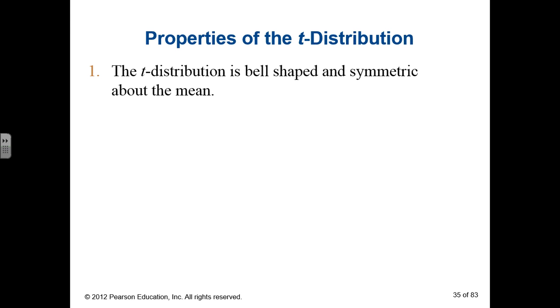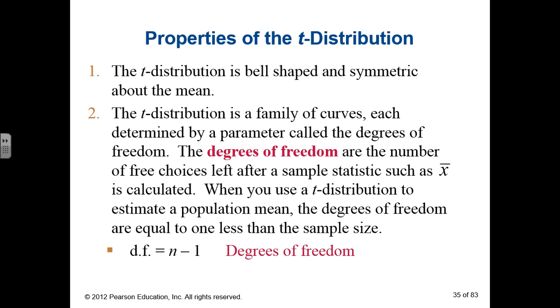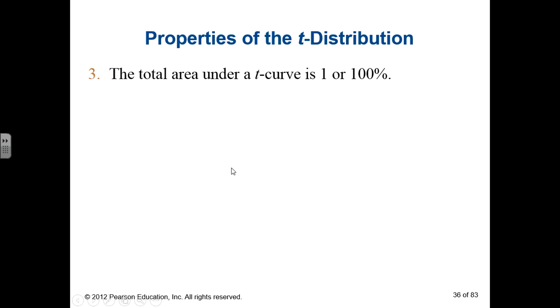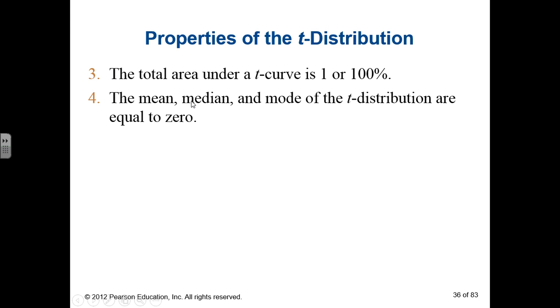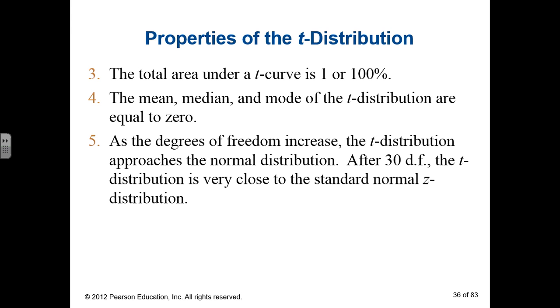The t-distribution is also bell-shaped and symmetric about the mean, just like the normal distribution, but it is a little wider and shorter, and it has a parameter known as degrees of freedom. Degrees of freedom is the sample size minus 1. And the total area under the curve is still 1 or 100%. The mean, the median, and the mode are all equal to 0. Again, just like the normal distribution.